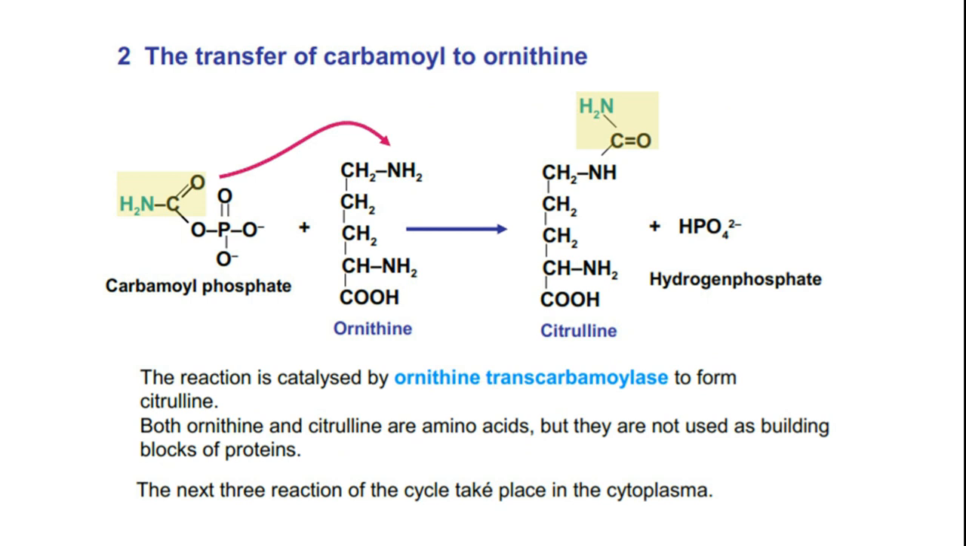Now the carbamoyl unit of carbamoyl phosphate is transferred to the nitrogen. So here the ornithine transcarbamoylase enzyme does this job. But ornithine and citrulline are amino acids that are not used in the biosynthesis of proteins. Okay, this you have to remember. Though these two are also amino acids, you cannot see them in proteins.